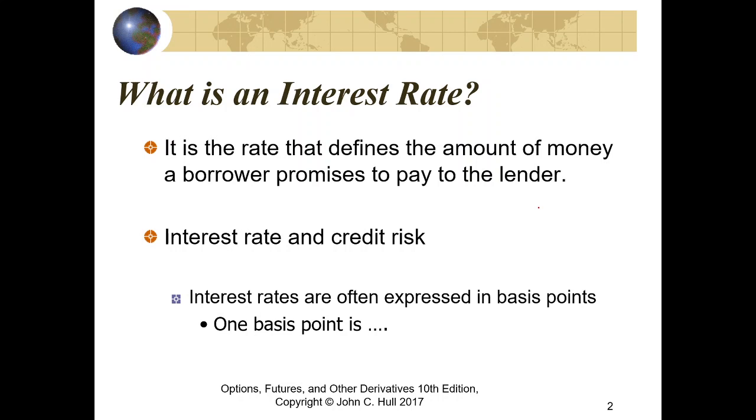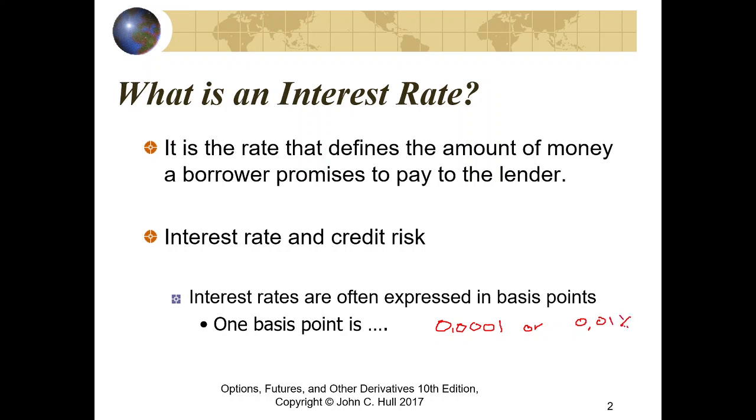Now, usually in the financial press, interest rates are expressed in basis points. So what do we mean by basis points? A basis point is basically 0.0001, or it is 0.01%.